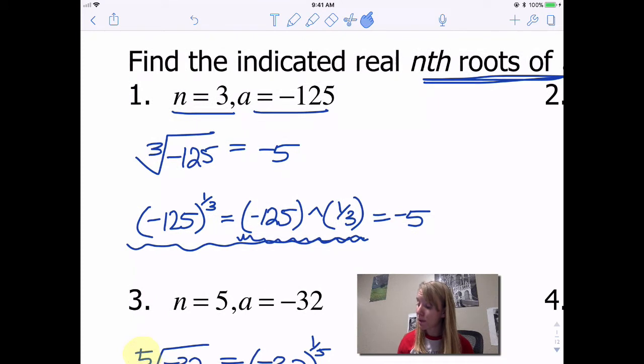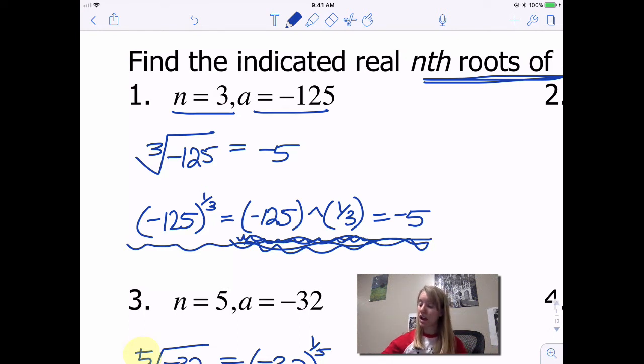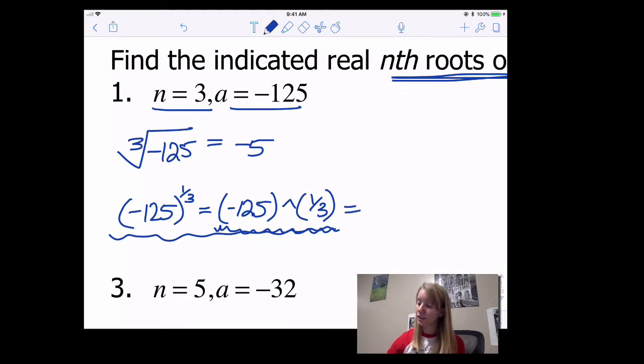Just want to look at the iPad. Here are the keystrokes for plugging that in. So negative 125 in parentheses, caret, 1 divided by 3. And you should still get negative 5. So we'll try that with 2.